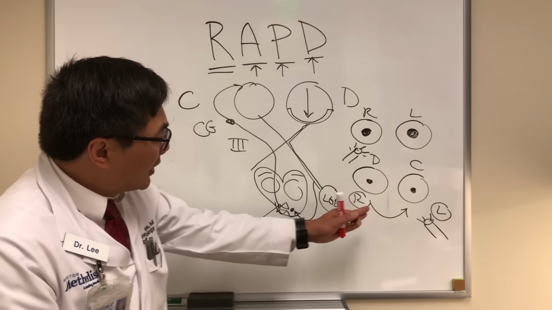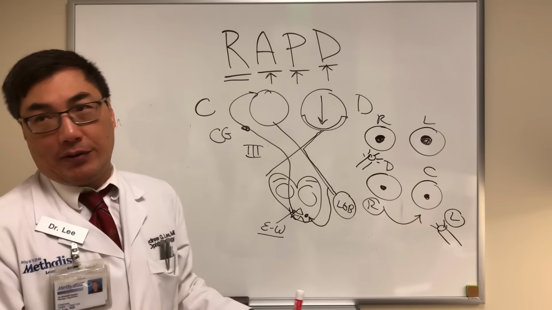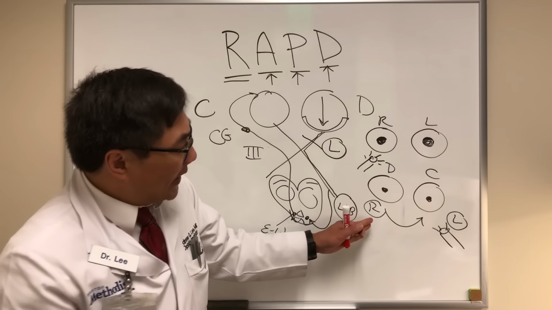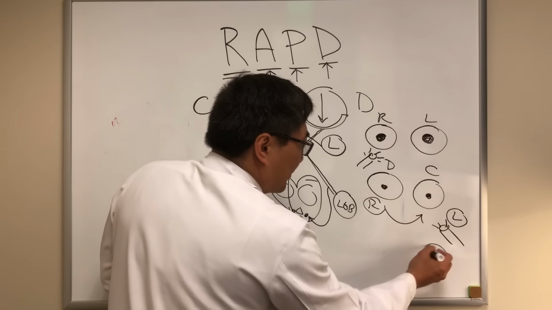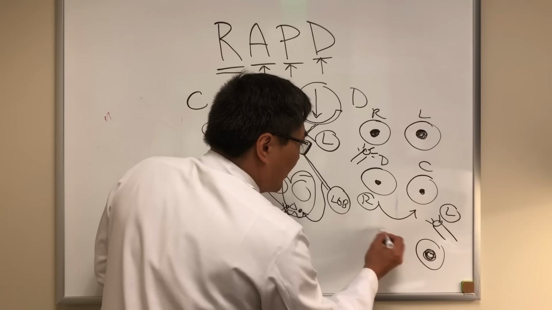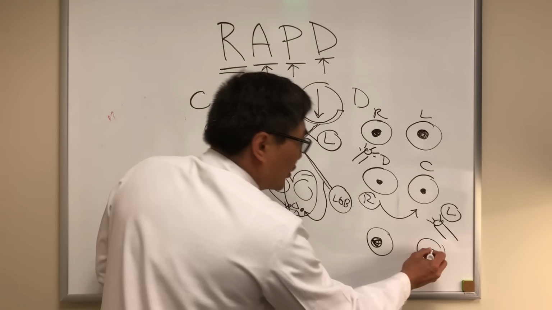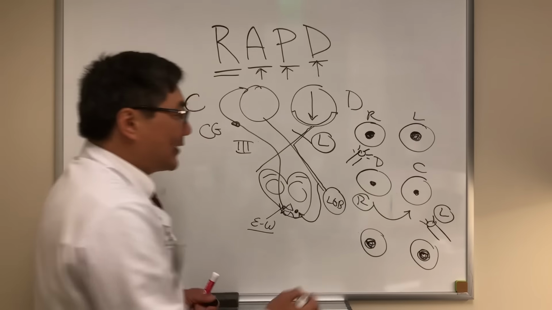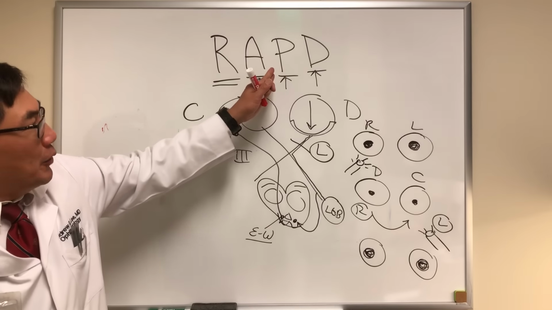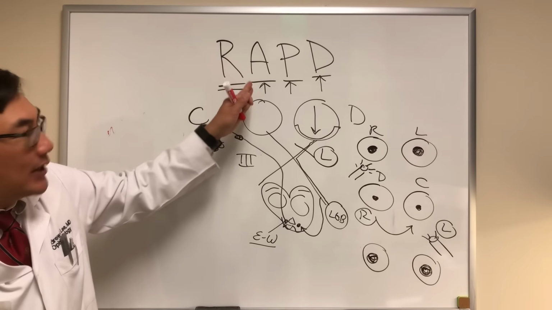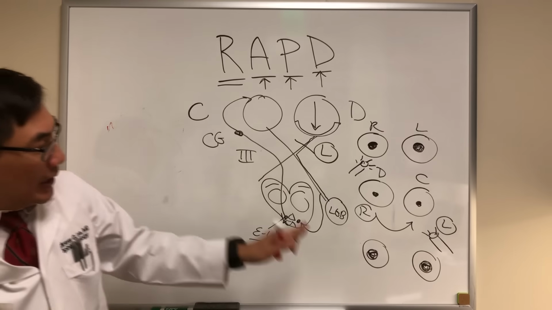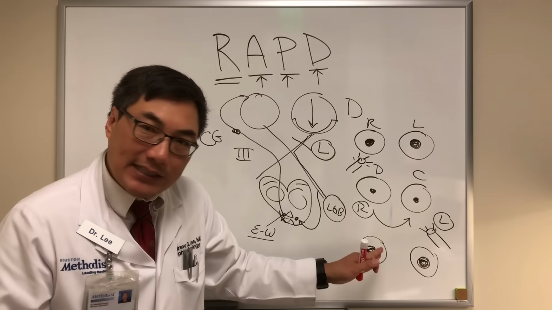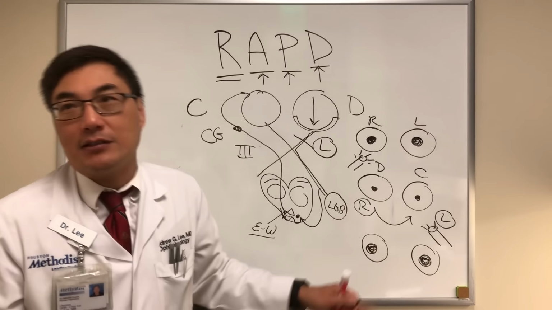But if there's damage to the left pupillary pathway, when we swing the light from the right to the left, both pupils will dilate. And when we see that, that indicates there is a defect in the pupil pathway on the afferent side relative to the fellow eye. Because now the direct response in the left eye is less than the consensual response in the right eye.